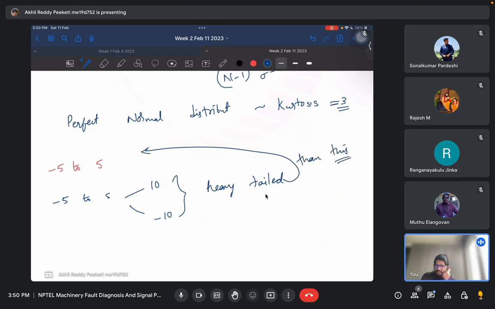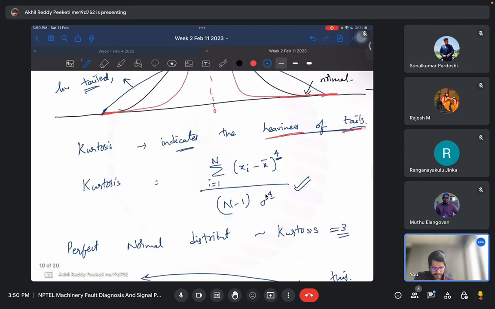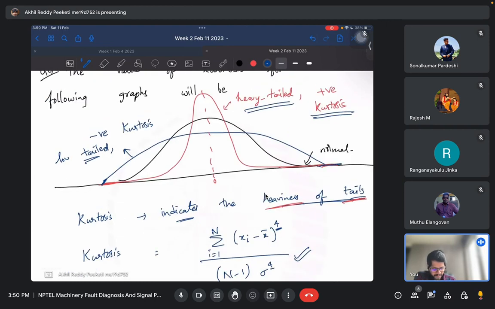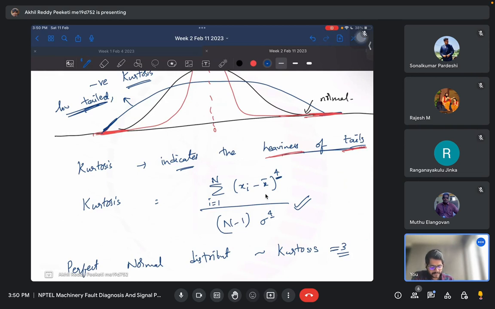So kurtosis tells you how these tails compare to the actual mean data. Now if there is a very strong tail like this compared to the actual data, then that is heavy tail and it will have a positive kurtosis value. And if the data is like this without much tails, then that is low tail data and it will have negative kurtosis. For kurtosis, it is very similar to skewness, but the power is 4. So this is how you can estimate the kurtosis.